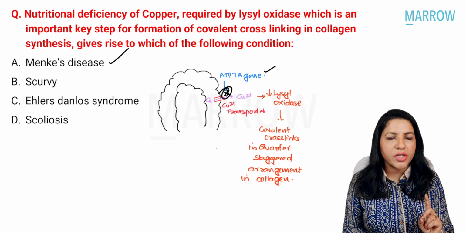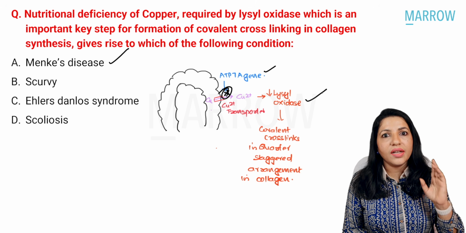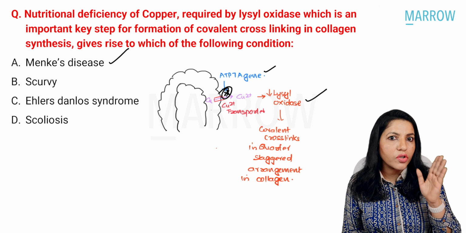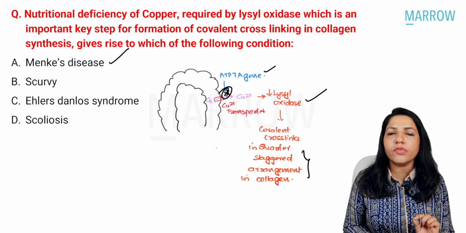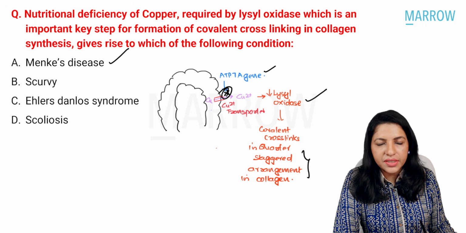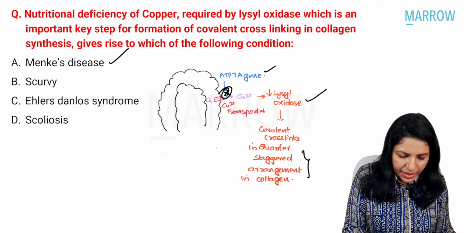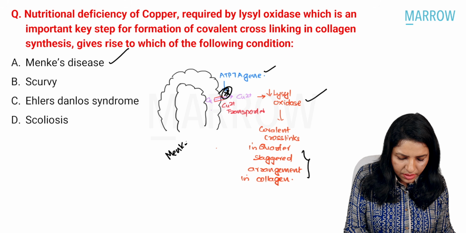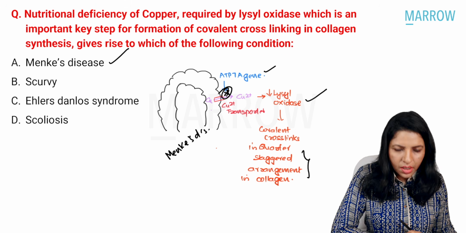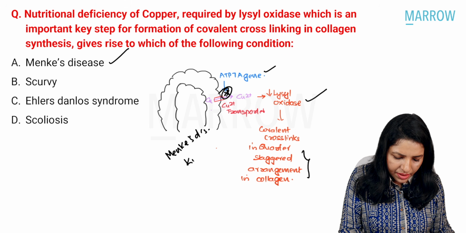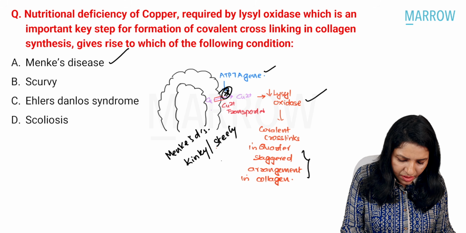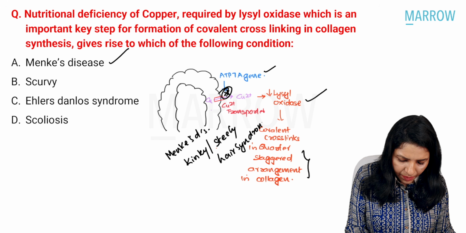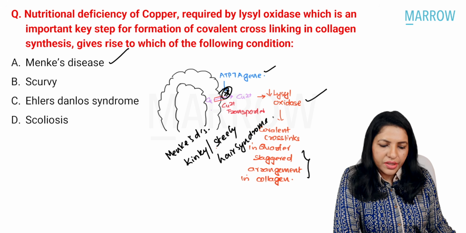So what will happen? The enzymes that require copper will be affected. One of the very important enzymes is lysyl oxidase, and lysyl oxidase is required for the covalent cross-links in the quarter staggered arrangement of collagen. Okay, that's how the answer came as Menkes disease, otherwise called kinky steely hair syndrome. Okay, right. So going to the next question.